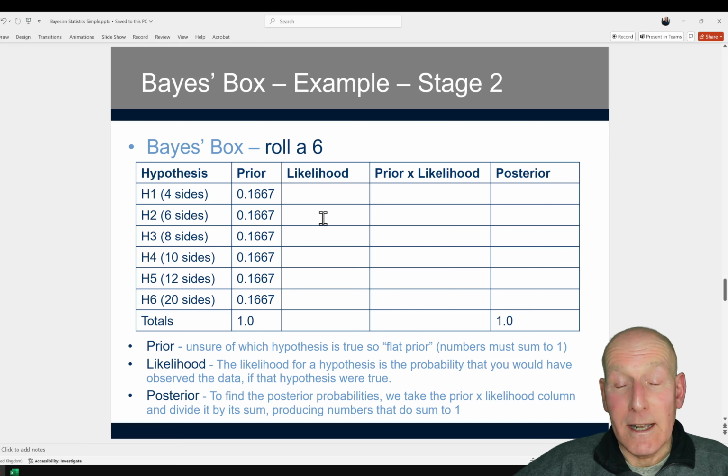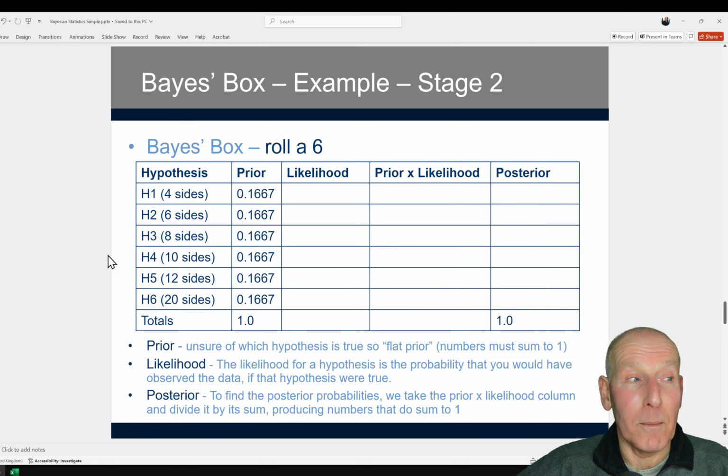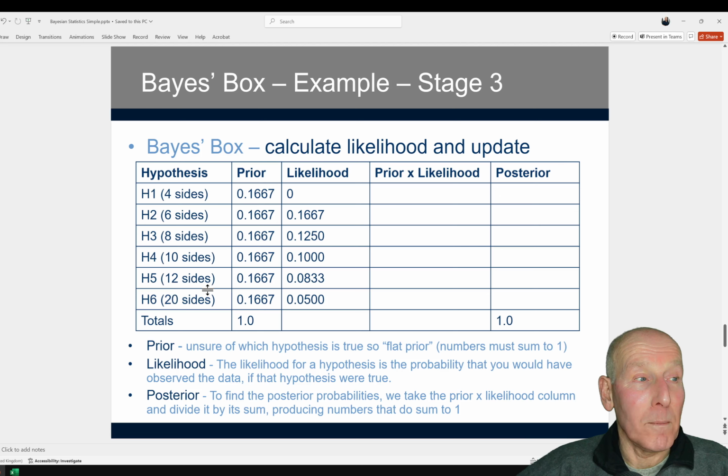In terms of a 6-sided dice, the chances of rolling a 6 are 1 in 6. The chances of rolling a 6 on an 8-sided are 1 in 8. The chances on a 10-sided dice, 1 in 10, 1 in 12, and 1 in 20. In other words, that is our likelihood function, which describes what is likely to happen. So in that particular case, you can see I've got 0, 0.1667, 0.125, 0.1, 0.0833, and 0.05. And that is our likelihood function.